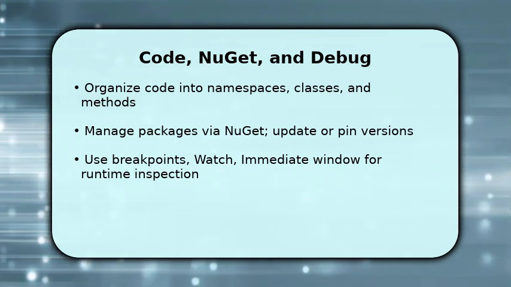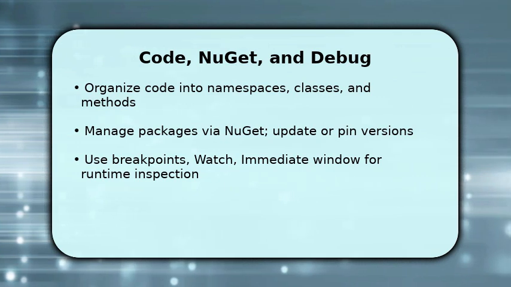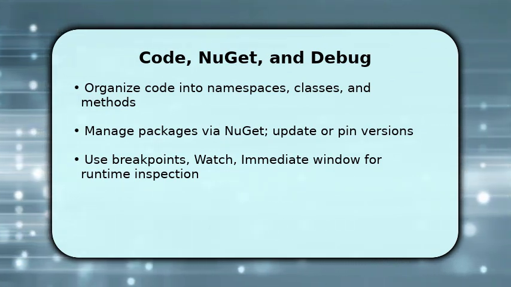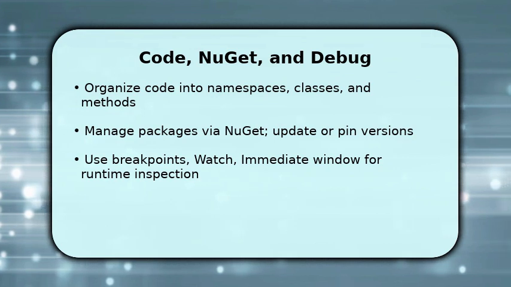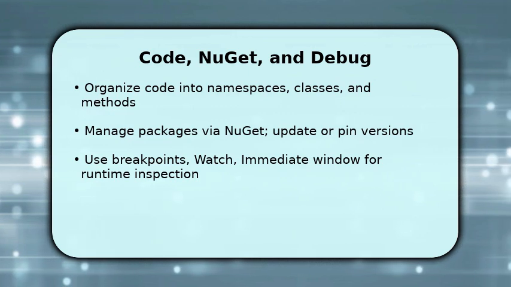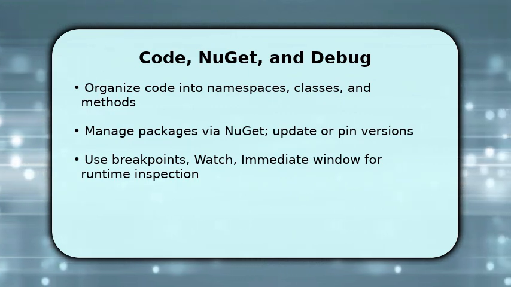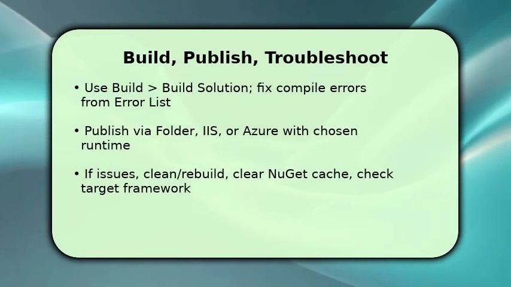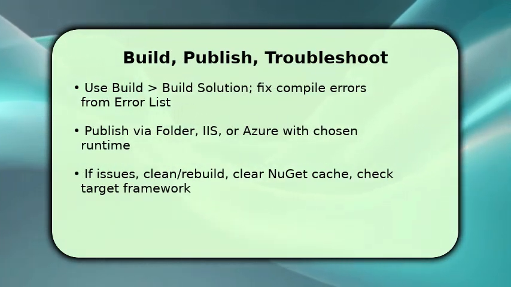Once code exists, set breakpoints and run debug mode, step into functions, inspect variables with watch or immediate, and change values to test behaviors without recompiling. This workflow speeds development and helps you understand why. You'll finalize by building the solution and addressing any compiler errors shown in the error list. Resolving the first error often removes cascades.